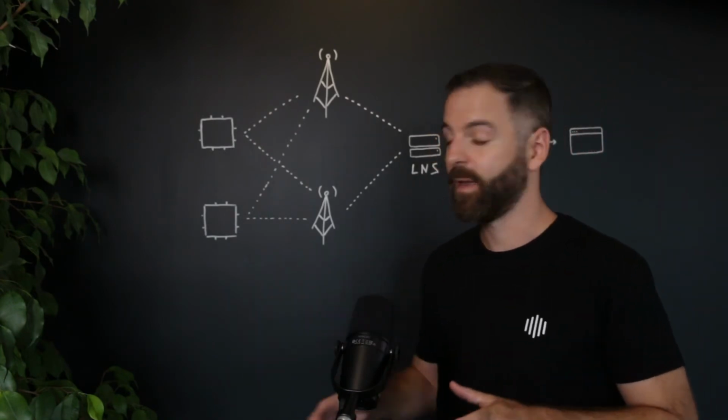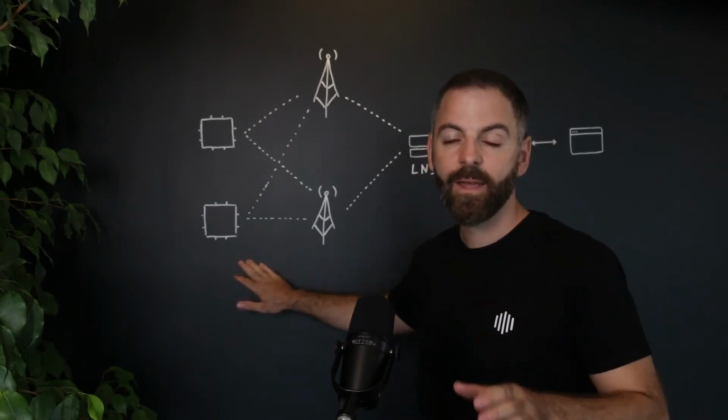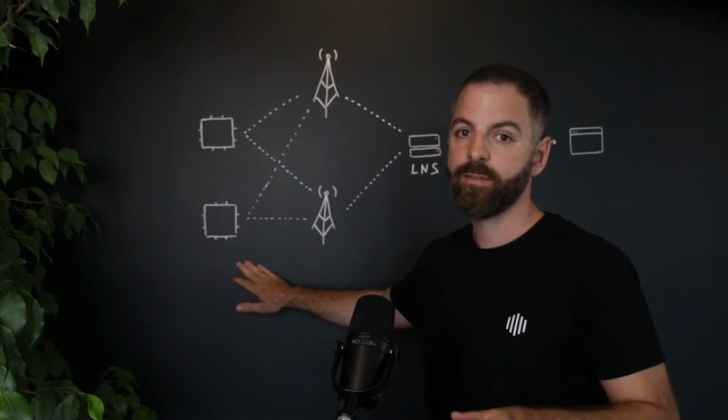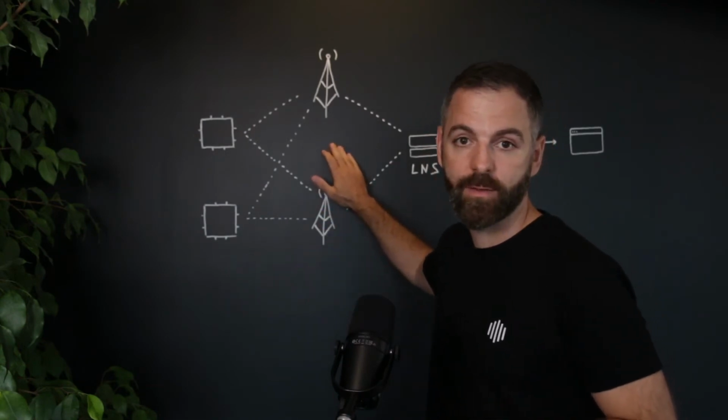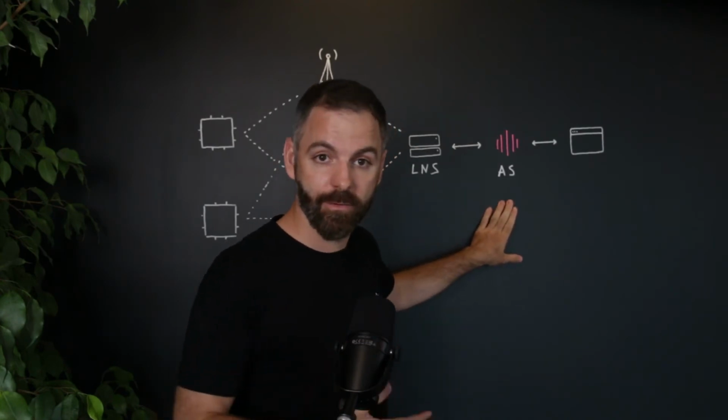LoRaWAN uses a star-shaped architecture, which means that the gateways are not assigned to specific nodes. Instead, data broadcasted by a node is received by multiple gateways. It is then the responsibility of the network server here to filter those messages and verify the data integrity before passing the data to the application server.